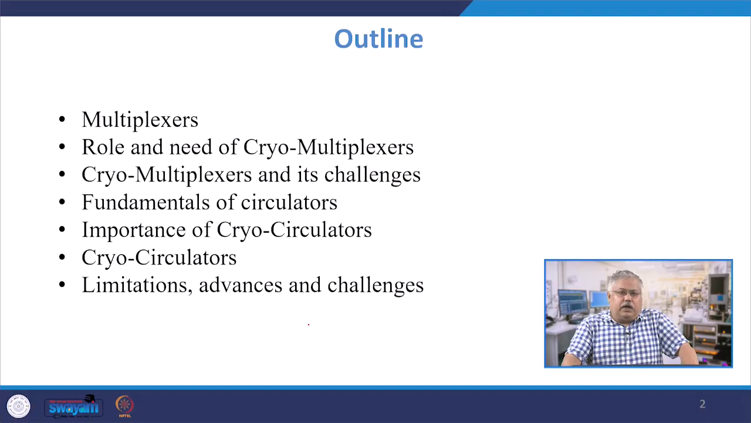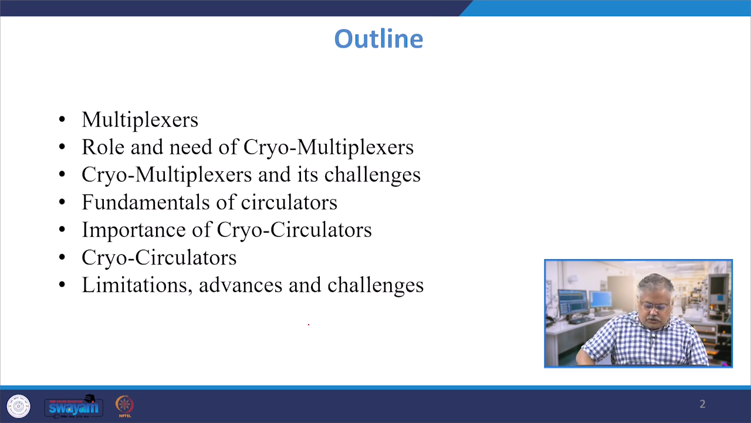This is lecture number 46 and in this lecture we will be looking into another readout circuitry, which is basically multiplexers and circulators, widely used in quantum computing. So the outline will be, we will be studying multiplexers, the role and need for cryo-multiplexers, their challenges, look into circulators, then look into the importance of cryo-circulators specific to our domain in the microwave domain, and then look into the limitations, advances and challenges which we face in a circulator.